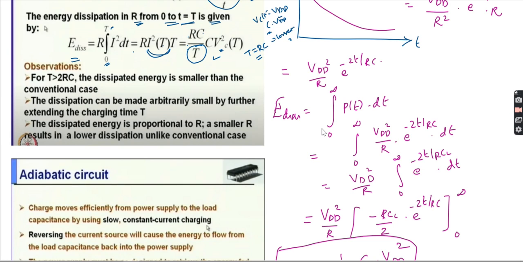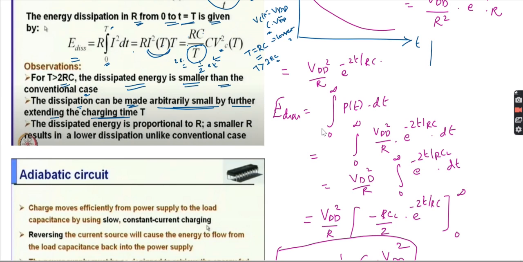Second case, if T is greater than RC, say twice RC, that is 2 RC, then the dissipation will become 1 by 2 C V square. So the dissipated energy will be smaller than the conventional, previous case. Then the dissipation can be made arbitrarily small by further extending the charging time T.